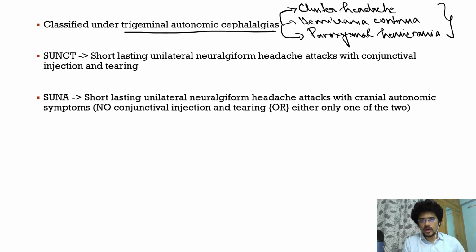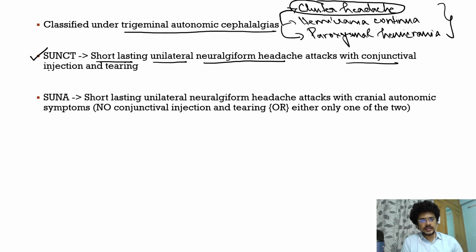The most common trigeminal autonomic cephalalgia is going to be cluster headache. Okay, so what are the full forms of SUNCT and SUNA? SUNCT stands for short-lasting unilateral neuralgiform headache attacks with conjunctival injection and tearing. So the patient is going to have conjunctival injection and tearing, it's SUNCT. If the patient is not going to have conjunctival injection or tearing, or only going to have one of these two, it's going to be SUNA, which stands for short-lasting unilateral neuralgiform headache attacks with cranial autonomic symptoms.